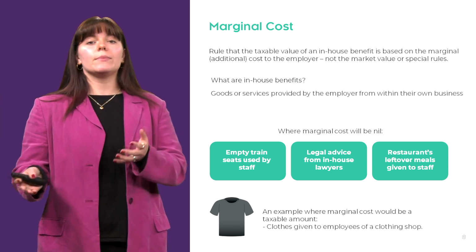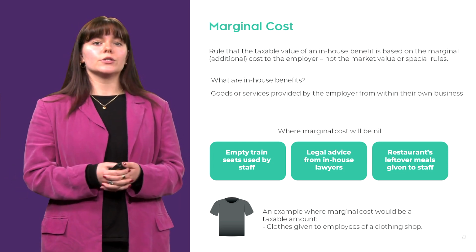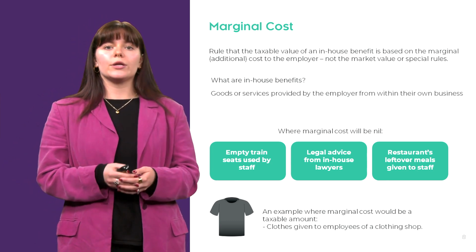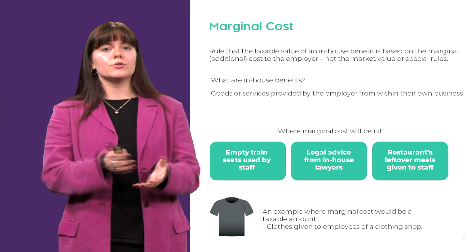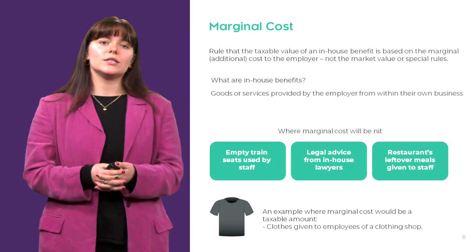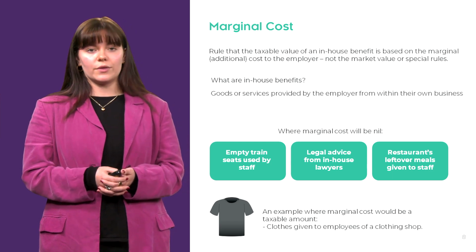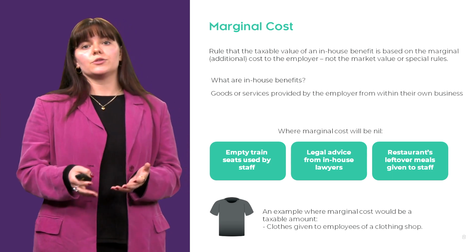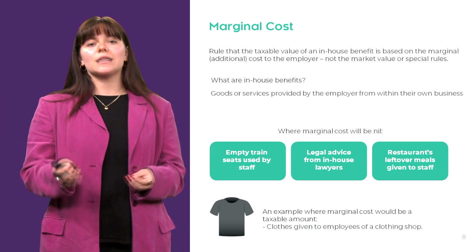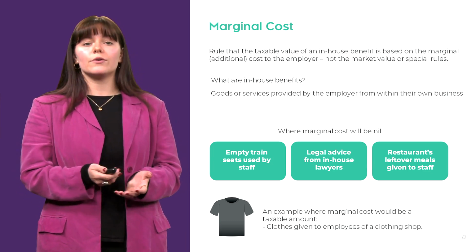An example of where we might have a taxable amount for the marginal cost is if we have a scenario in a clothing store where an employee was given clothes for free. The marginal cost here, and therefore the cash equivalent, would be the additional cost to the employer to buy those items of clothing. By using the marginal cost instead of the cost to the employer or special rules, we can help establish a fair taxable value for employees.